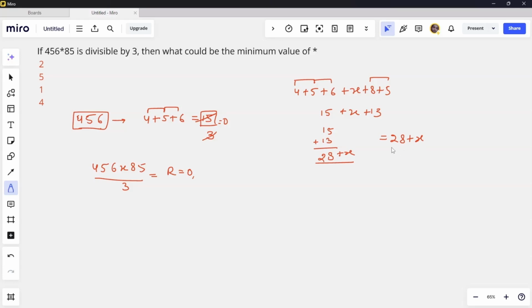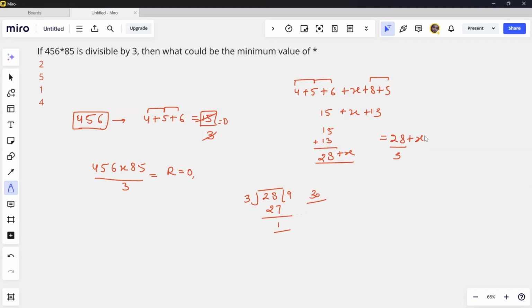Now tell me, is 28 completely divisible by 3? Is 28 completely divisible by 3? It is not divisible by 3 because 3 nines are 27 and the remainder will be 1. So, and what is 3 tens? 3 tens means 30.